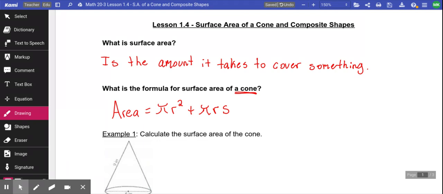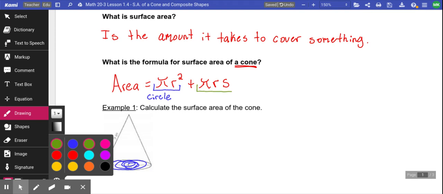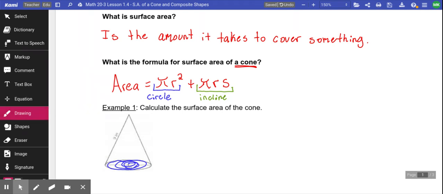When you think about this formula, because I actually don't use the formula very often, it's broken down into two pieces. The pi r squared part, that's the circle on the cone. So if you're looking at that cone below, that represents down here. The second part of the formula is the actual cone part. I don't know how else to describe it, right? We'll say the incline. I like that. It's all this other stuff.